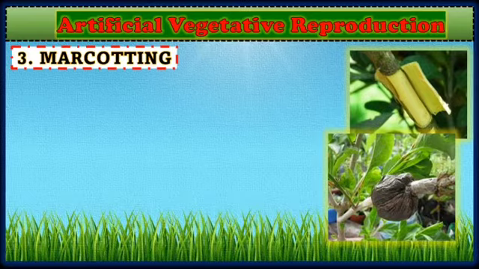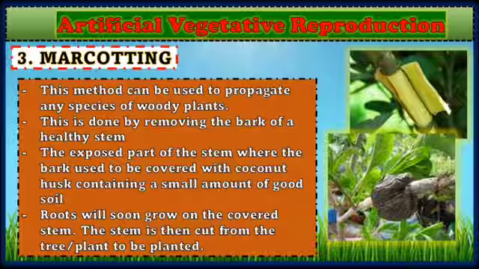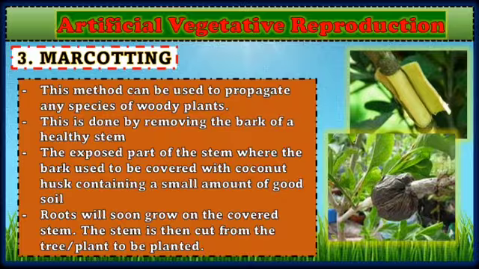O yan, yan yung proseso ng marcotting. So, paano naman yan? These methods can be used to propagate any species of woody plants. This is done by removing the bark of a healthy stem. So, tinutuklap yung bark nung stem para doon uugat yung halaman. And then the exposed part of the stem where the bark used to be is covered with coconut husk containing a small amount of good soil.